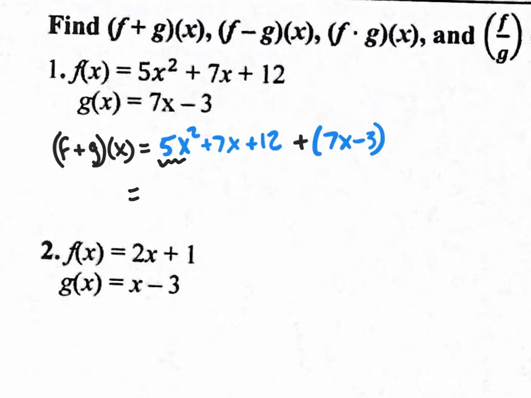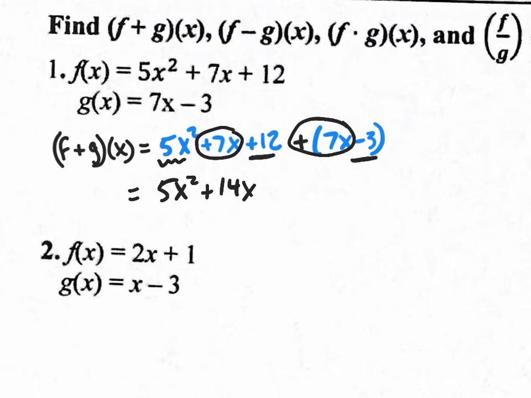The first term will be 5x squared. Then you combine your x's. We have a positive 7x, and we have another positive 7x, which is a positive 14x. And of course, the 12 and the minus 3 is 9, right? 12 minus 3 is 9. And that's your answer for adding the f of x function with the g of x function. It might be better if I start using colors, right? I'll do the f of x in blue and the g of x in red.